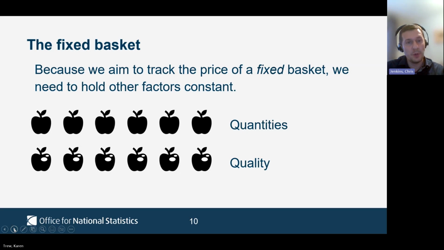We want to capture pure price change in our indices and not a change in price that is driven by a change in the amount of something that's being purchased. So think about a chocolate bar that's increasing in size, or the actual quality of what we're purchasing. So think about an own brand t-shirt being replaced by a designer t-shirt. So in both of those examples, we would see a price increase that is not inflationary. It's being driven by changes in what we're actually collecting. And I'll explain this in a bit more detail in a few slides.